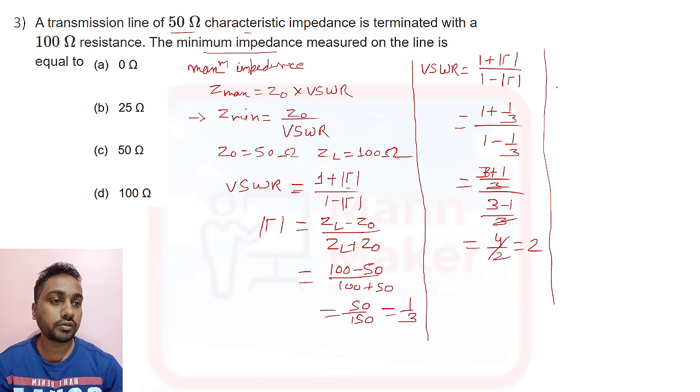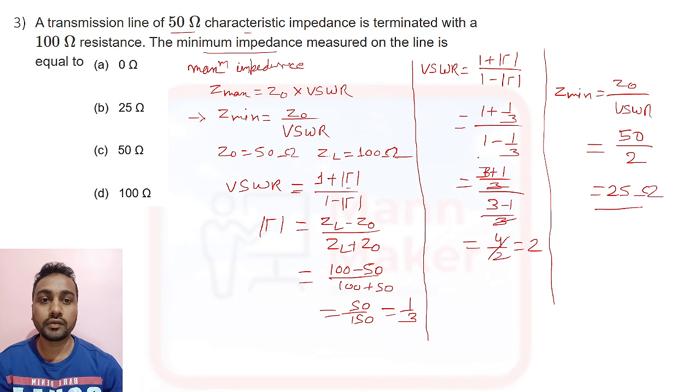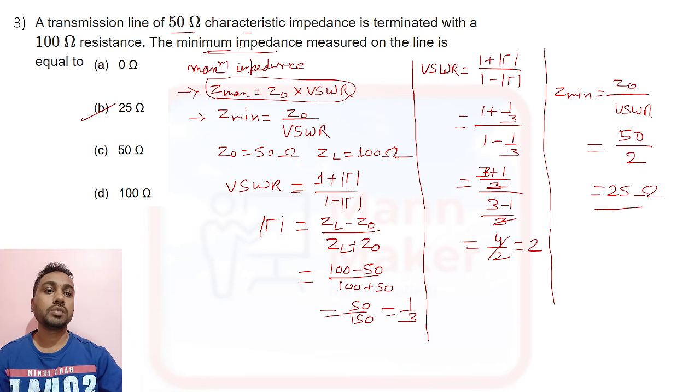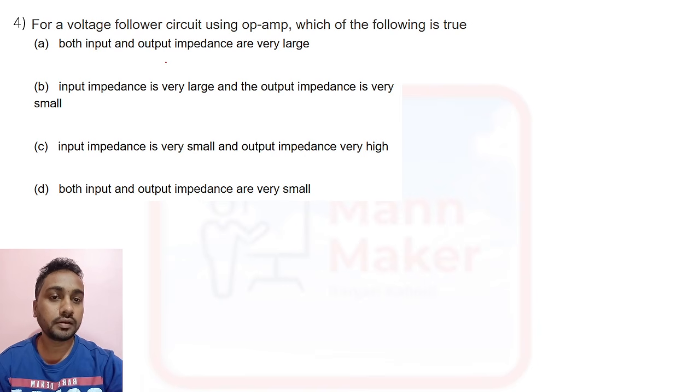Now we have to calculate the minimum impedance. Z minimum is equal to Z naught divided by VSWR. Z naught is 50, and VSWR we got is 2, so that is 25 ohm, which is your answer. If they ask for Z max, then you have to use the formula for maximum impedance, but here they asked for minimum.